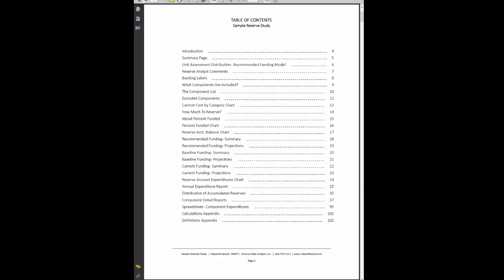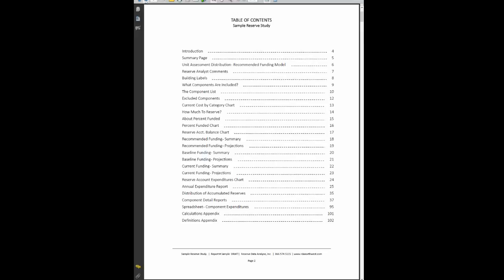Table of contents starts on page 2, sometimes rolls over to page 3. This is very helpful to navigate to different sections within the reserve study. Again, the easiest way to do this is to print this page off on an actual piece of paper, as well as the component index pages.